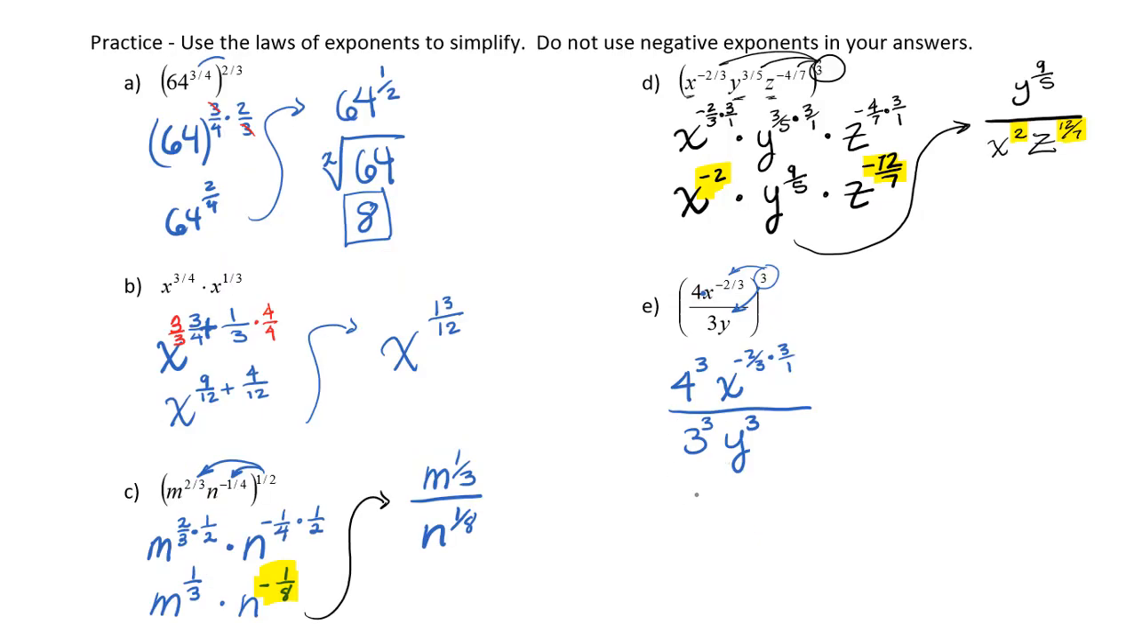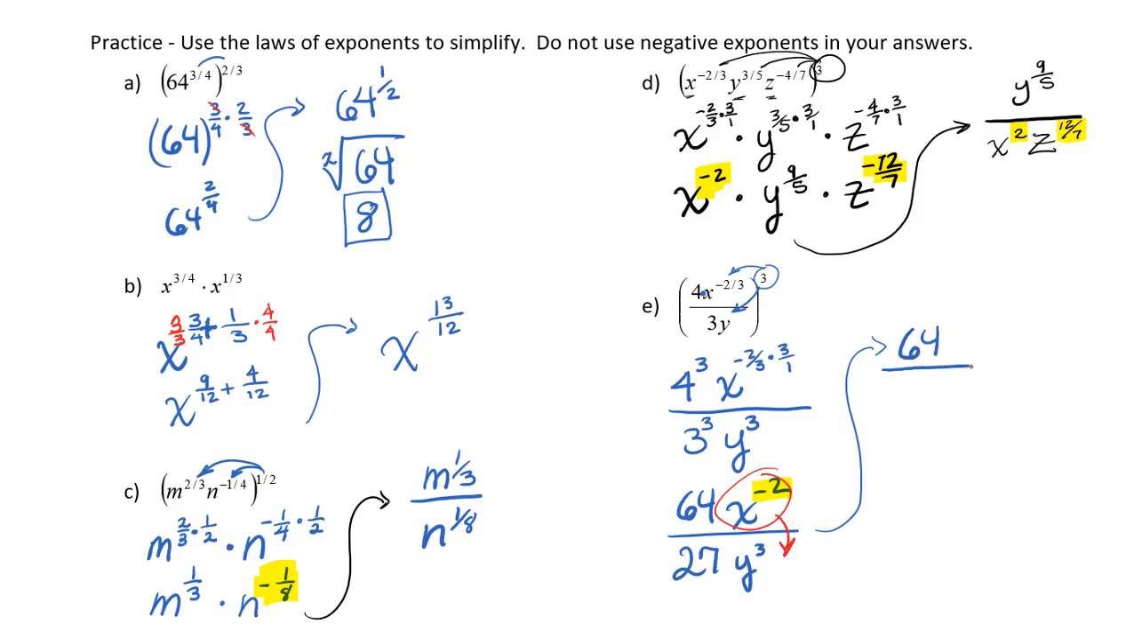Simplifying, we get 64x to the negative 2 over 27y to the third. I can keep simplifying this because we have a negative exponent in the numerator. This means I need to bring this factor down and change the sign. My final answer is 64 over 27 x to the second y to the third.